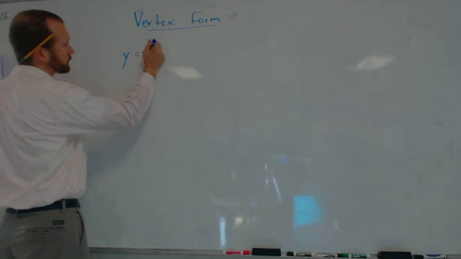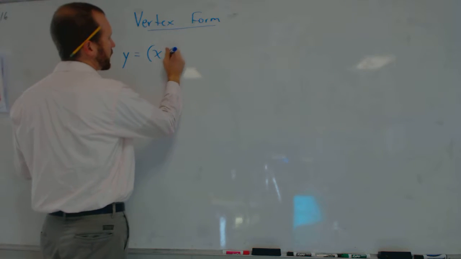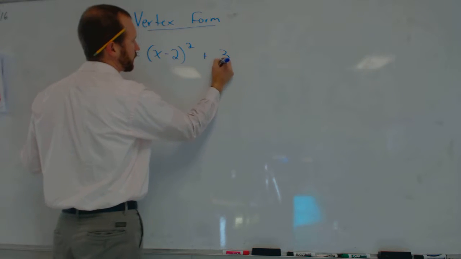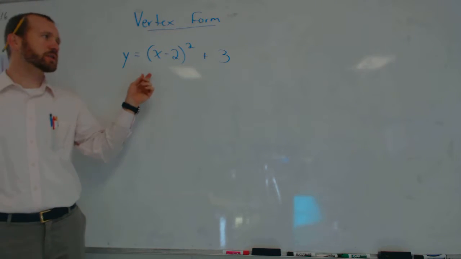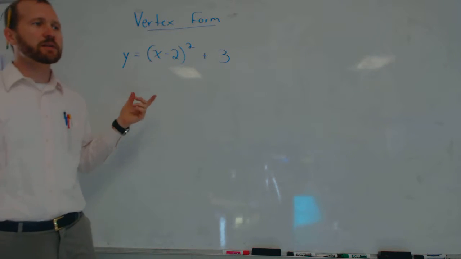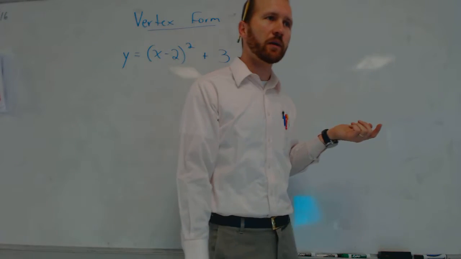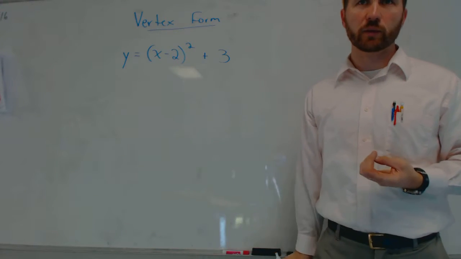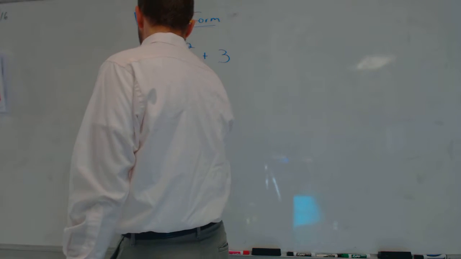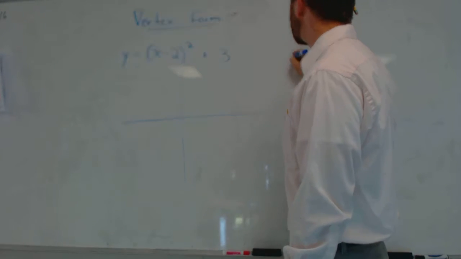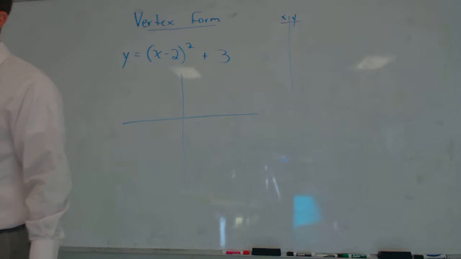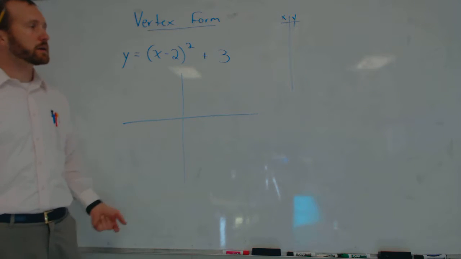y equals (x minus 2) squared plus 3. This is the equation of a parabola, or a quadratic equation, in vertex form. So I want to graph this. Let's just use a t-chart to start out, but you're going to start to see some patterns pretty quickly with these. Okay? So here's my axes, and then here's my t-chart. What might be a good number to plug in for x here? 0. Okay, 0 would be okay.